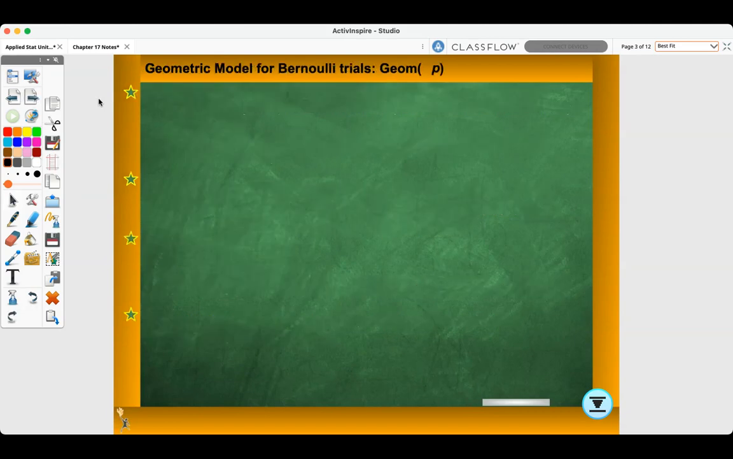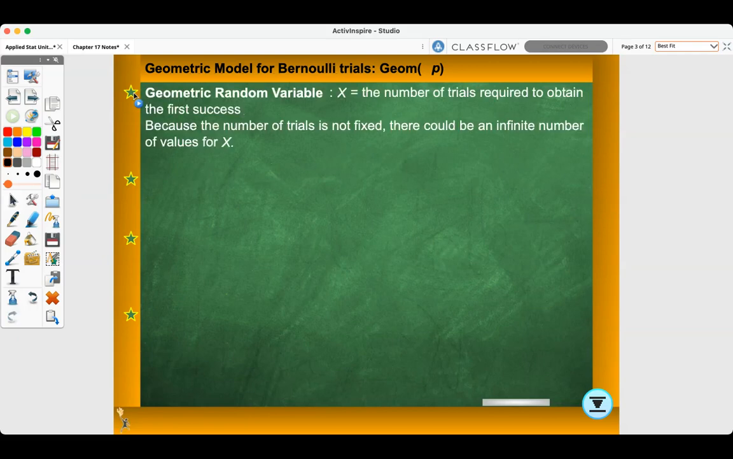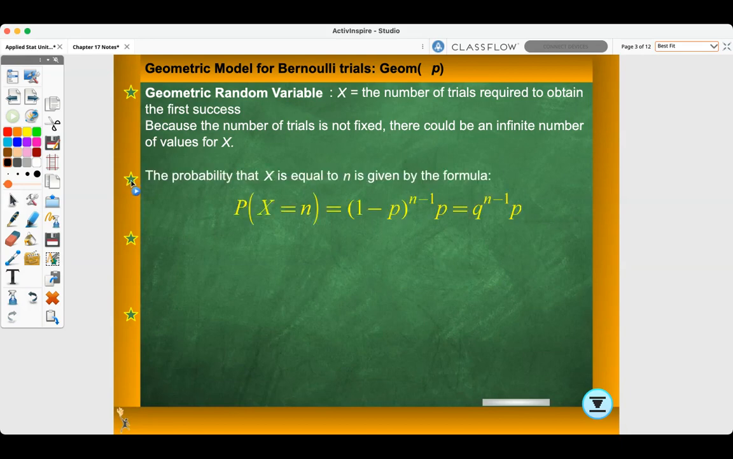The geometric model for Bernoulli trials is Geom(P). Geometric random variable, X equals the number of trials required to obtain the first success. Because the number of trials is not fixed, there could be an infinite number of values for X. The probability that X is equal to N is given by the following formula. So the probability of X equals N equals (1 minus P) to the N minus 1 times P, or Q to the N minus 1 times P.